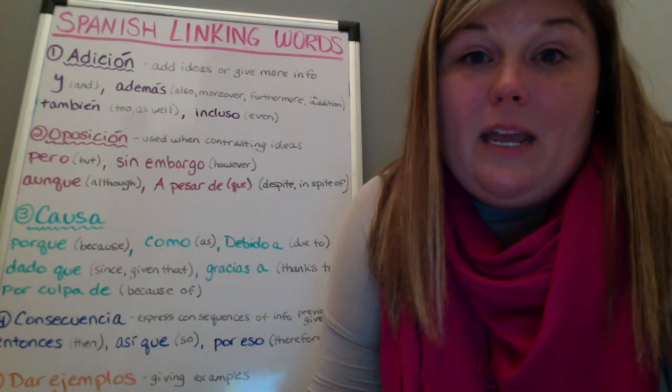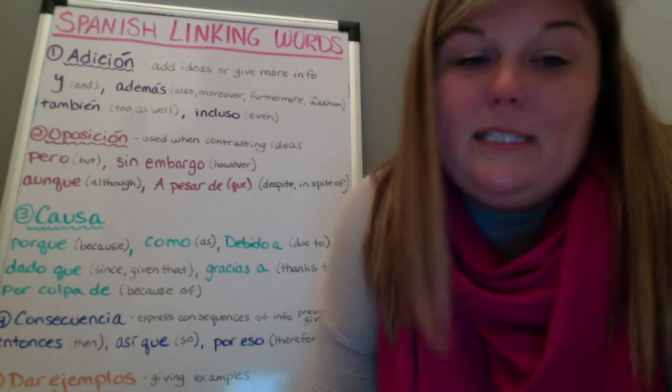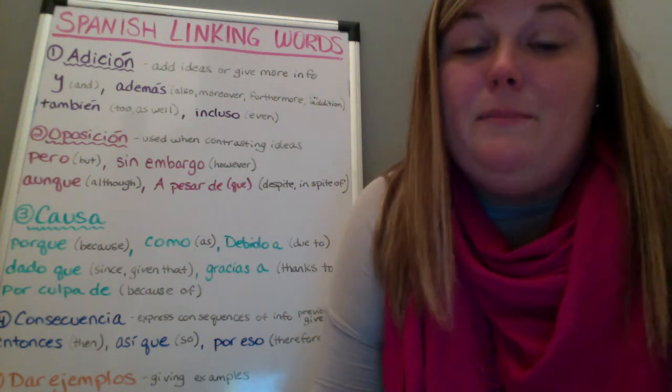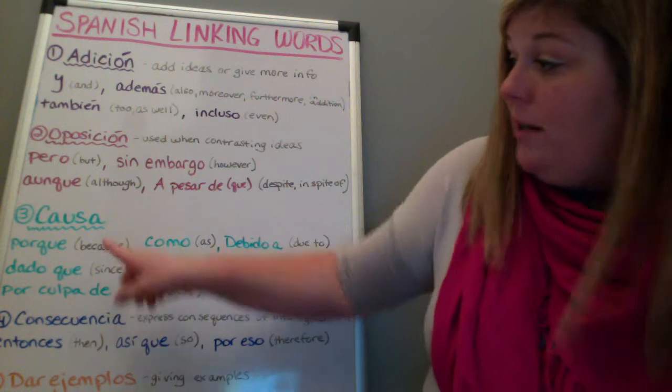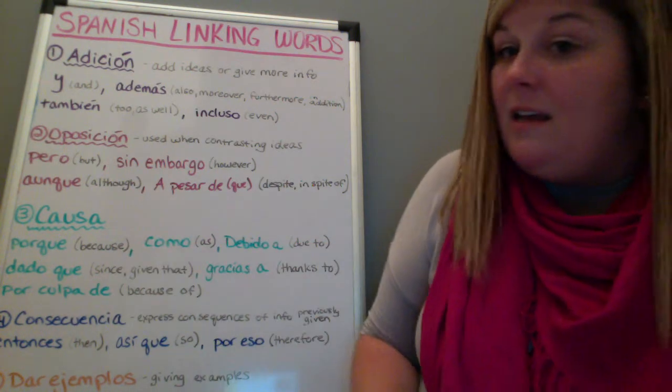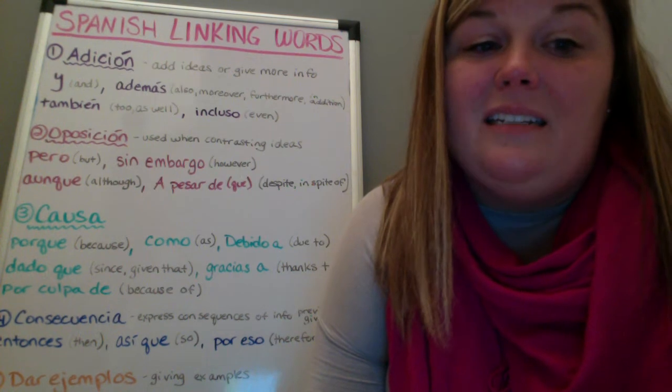So I bring an umbrella because it's raining. See? So porque is because. All right, our next connector for causas is como. And como means as. See?